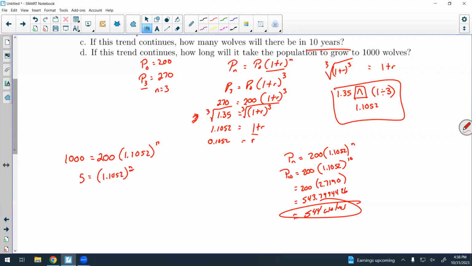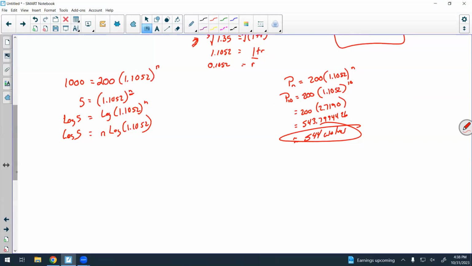You have an unknown as an exponent. That pretty much is a sign that you need to take the logarithm of both sides. So the log of 5 equals the log of 1.1052 to the nth power. And if you remember, that thing that I circled many times tells us this. Okay. So now I just need to divide both sides by the log of 1.1052. So I have the log of 5 over the log of 1.1052 equals n. Parentheses, log, opens, 5, close, divided by parentheses, log, opens, 1.1052, close, and you should get 16.09.